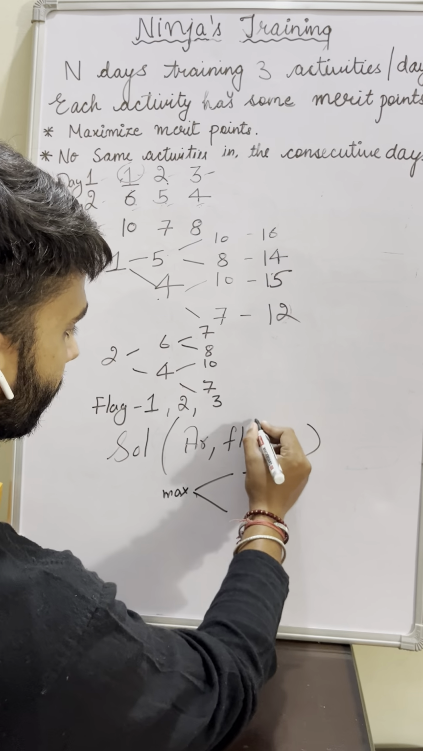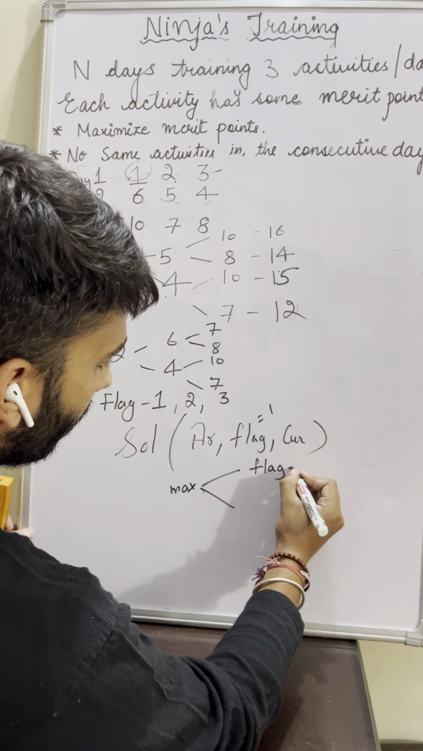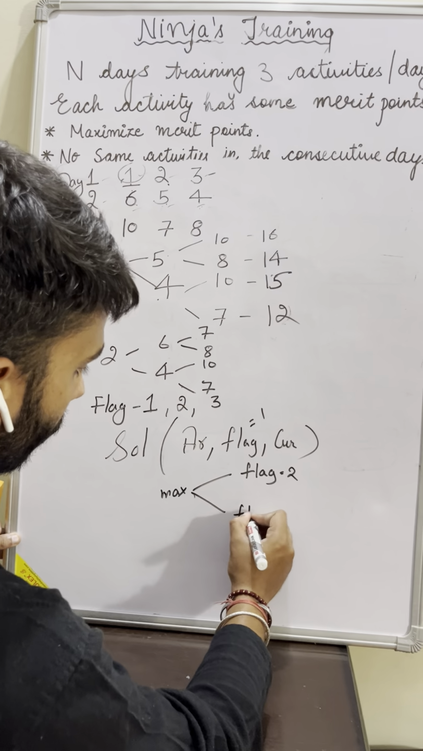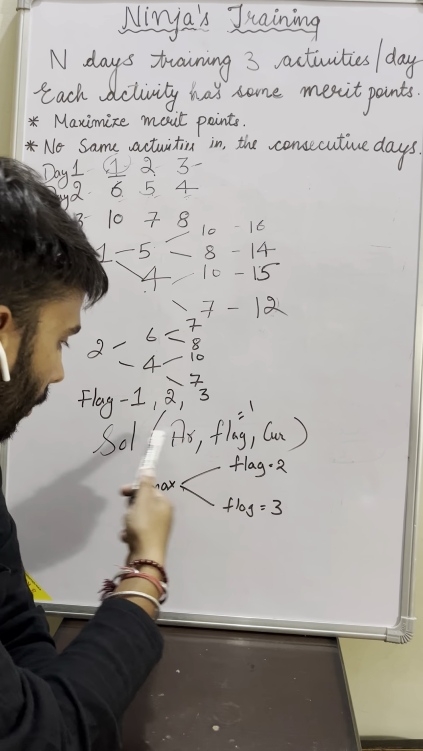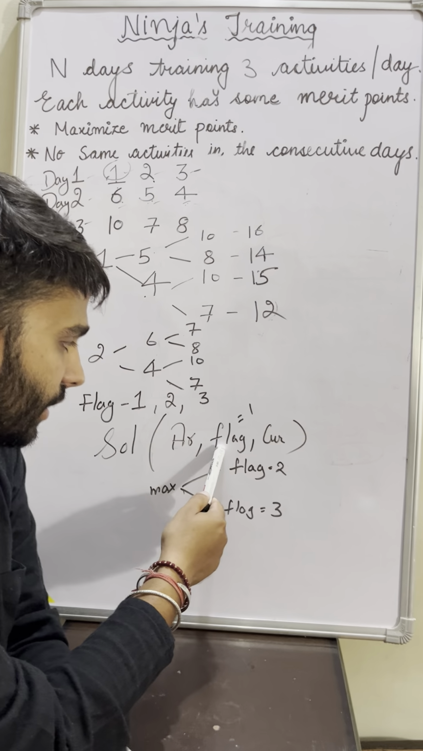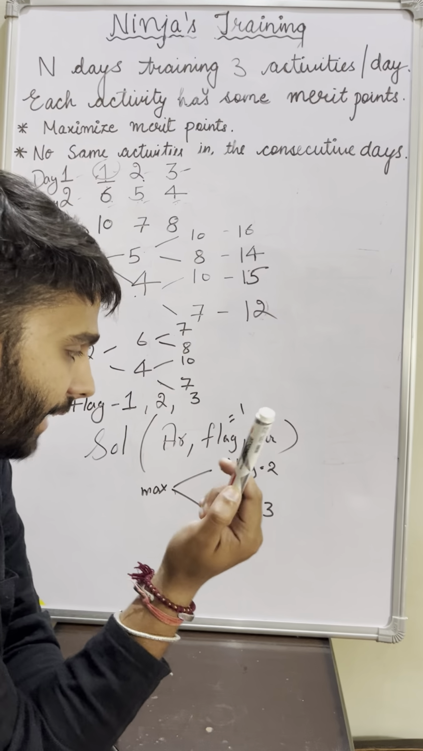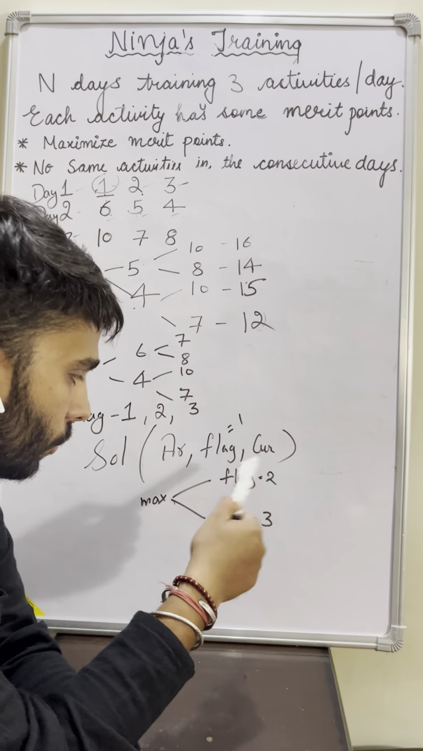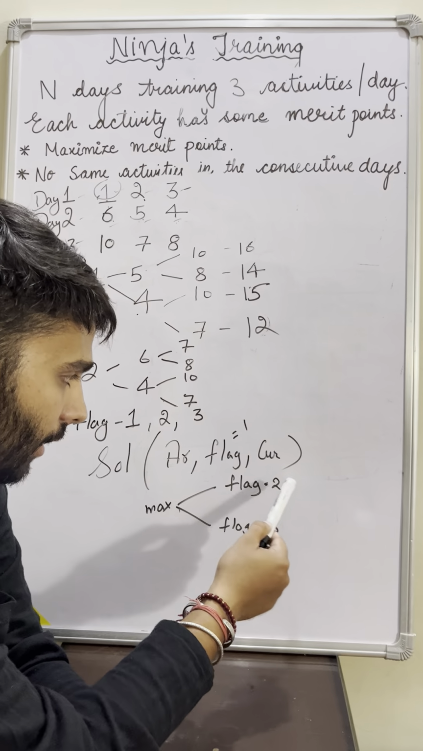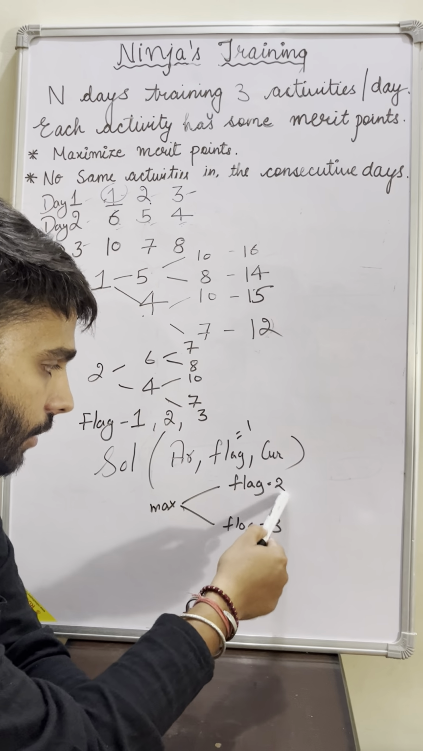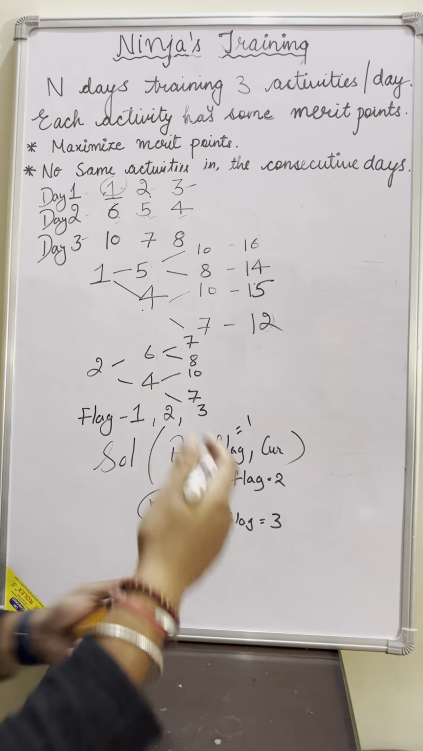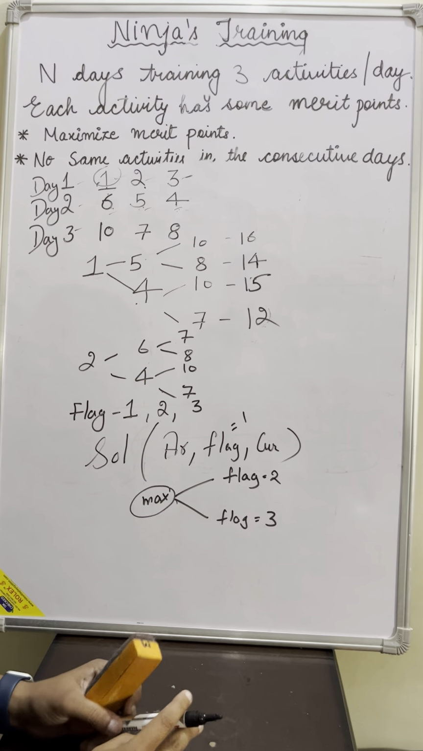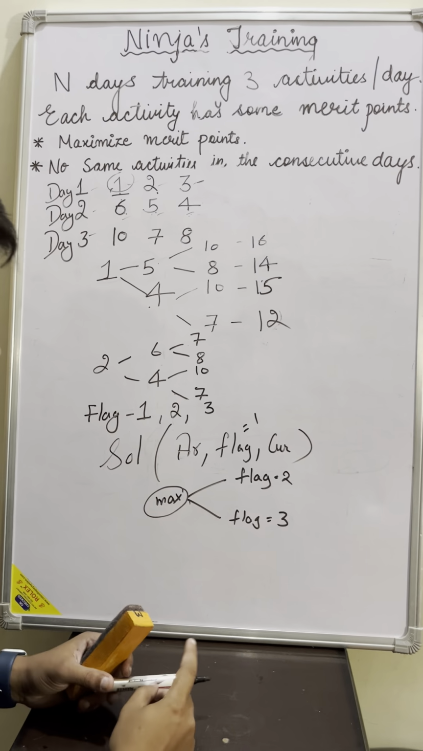If assume flag is equal to 1 here, then here flag is equal to 2 and flag is equal to 3, right? So in this way, at each particular point we maintain the flag, which basically tells us what our last option was, and we leave that particular option and go to the other two options, right? And we just take the maximum of all this, and in the end we get that answer, right? So this is called the recursive approach of this particular question.